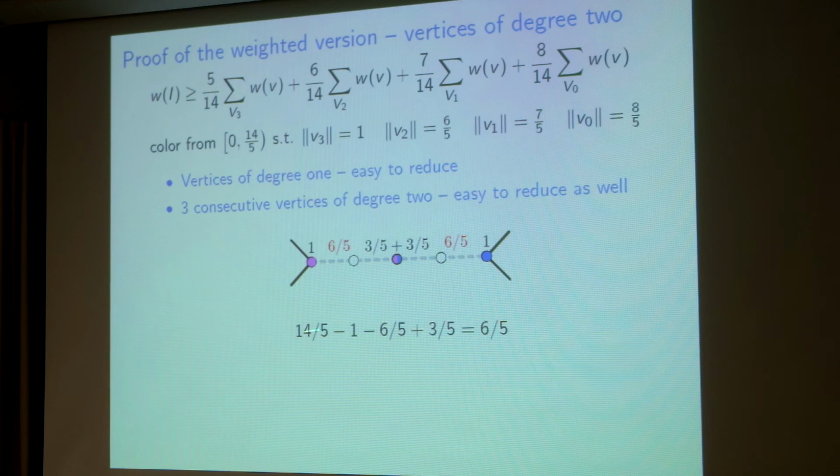So my total length is 14 over 5. I spent one unit on this vertex. I spent totally 6 over 5 unit on this vertex, but I double counted this purple part. So let me put the double counting back, and if you just do the math, all of a sudden I have 6 over 5, at least 6 over 5 completely free to put on this vertex. Is that fine?